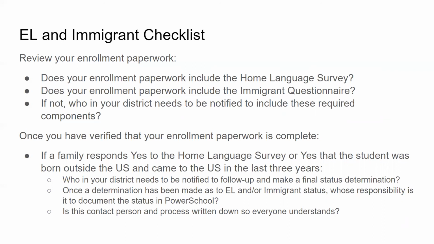Once you've verified that your enrollment paperwork is complete, if a family responds yes to the home language survey, or yes that the student was born outside the US and came to the US in the last 3 years, who in your district needs to be notified to follow up and make a final status determination? Once a determination has been made as to EL or immigrant status, whose responsibility is it to document that status in PowerSchool? And is that contact person and process written down so everyone understands?